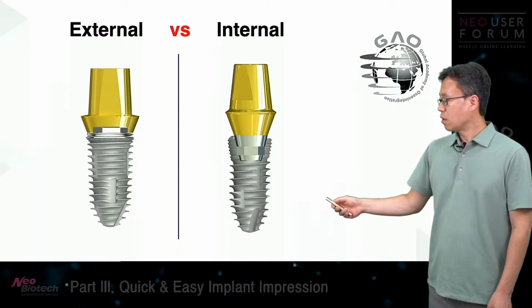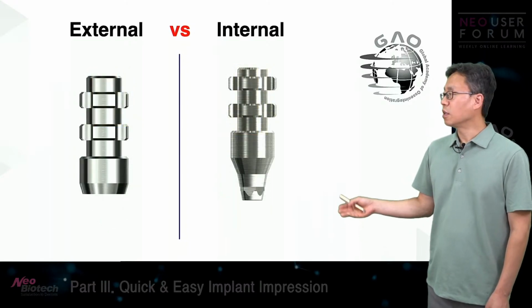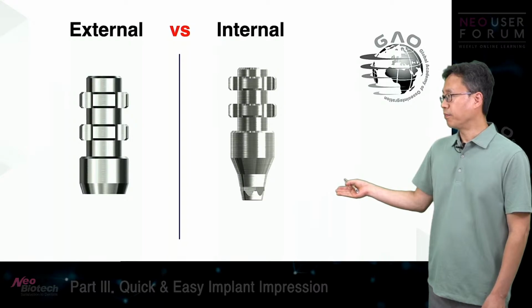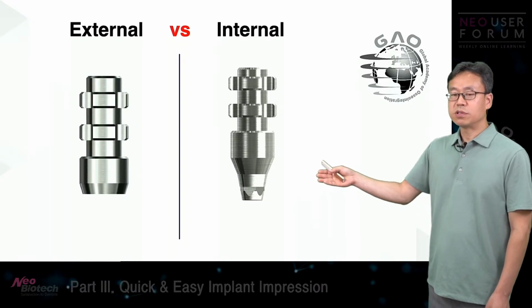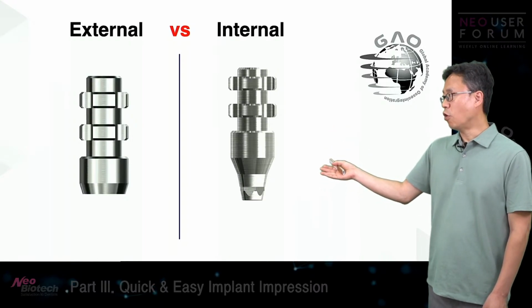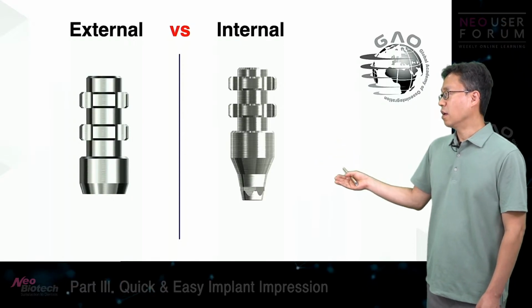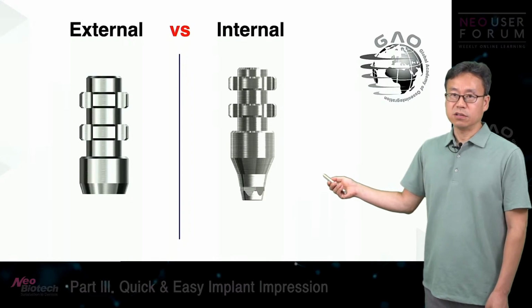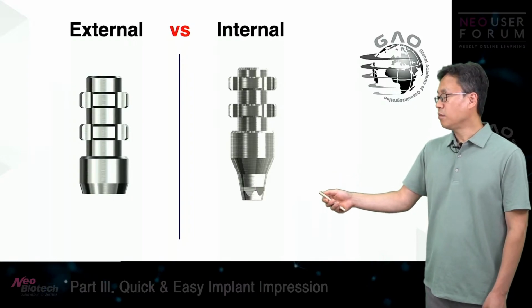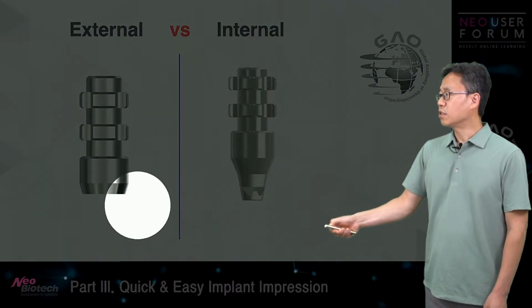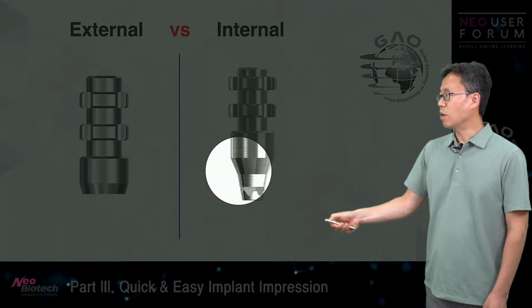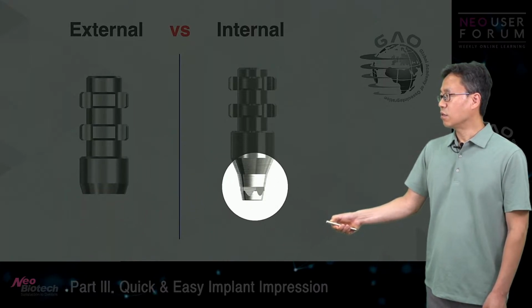What does it have to do with impression procedure though? These are the photos of the impression copings. One's for external and the other is for internal connection. Has the same connection as external connection implant and internal connection implant.